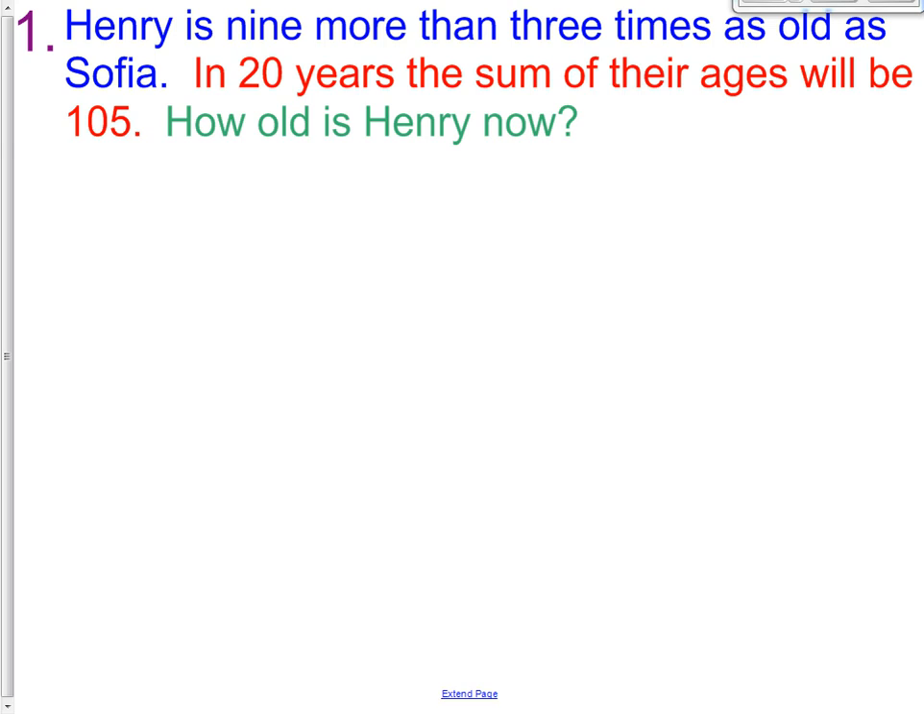So here's this blue sentence. Henry equals 9 more than 3 times as old as Sophia. I'm going to have an S with a little dash through it so we know that's a letter and not a number. So that's 3 times Sophia. So there's our first sentence.